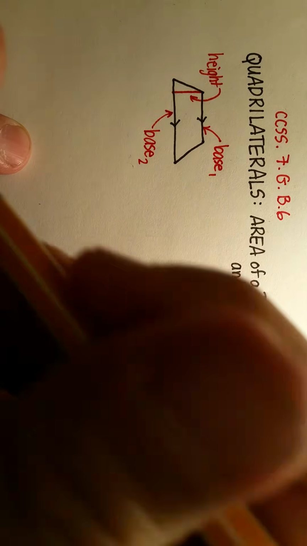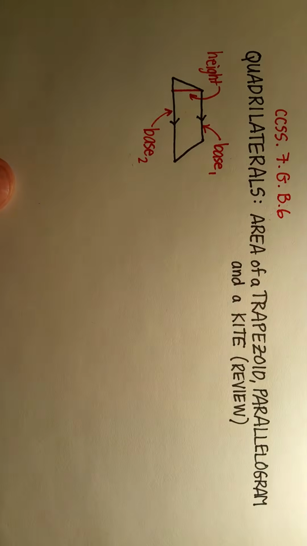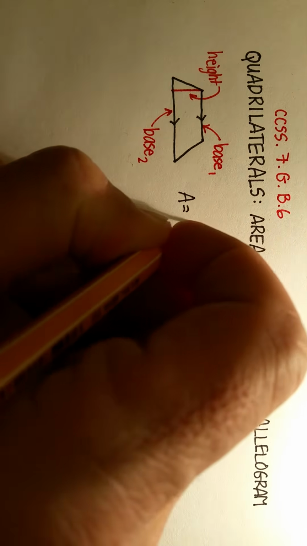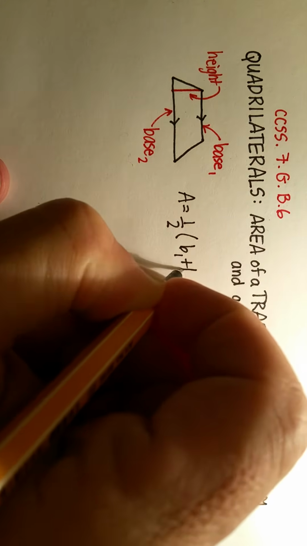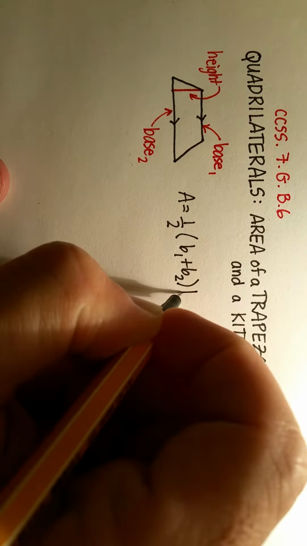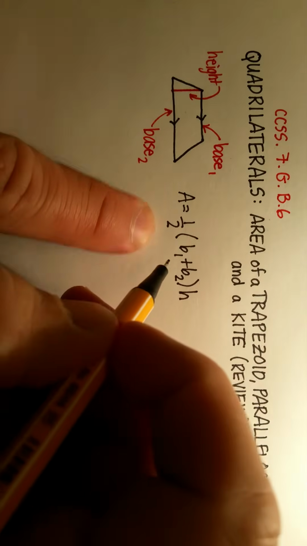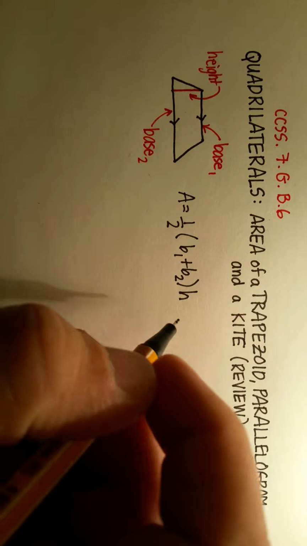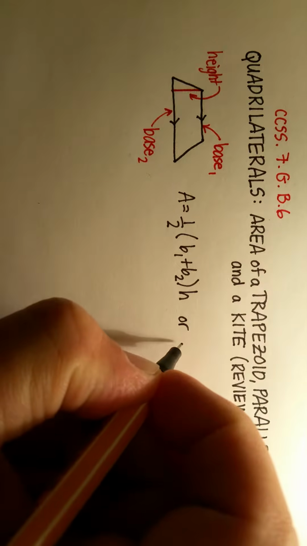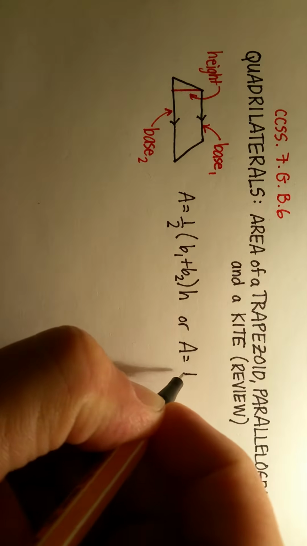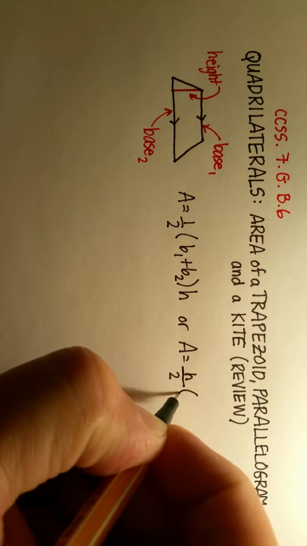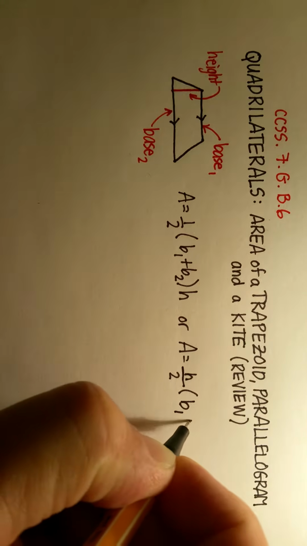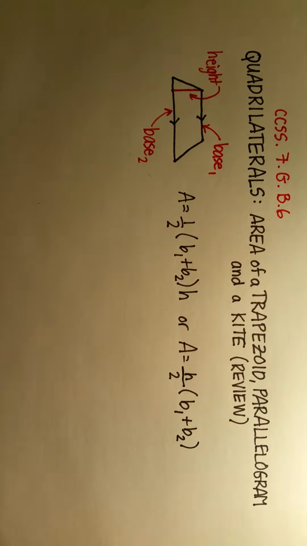sub 2. And the formula for the area of a trapezoid is equal to 1/2 times the sum of the bases times the height. All right, so 1/2 the sum of the bases times the height. Another way of saying this, which is really exactly the same, is that the area is equal to 1/2 of the height times the sum of the bases.